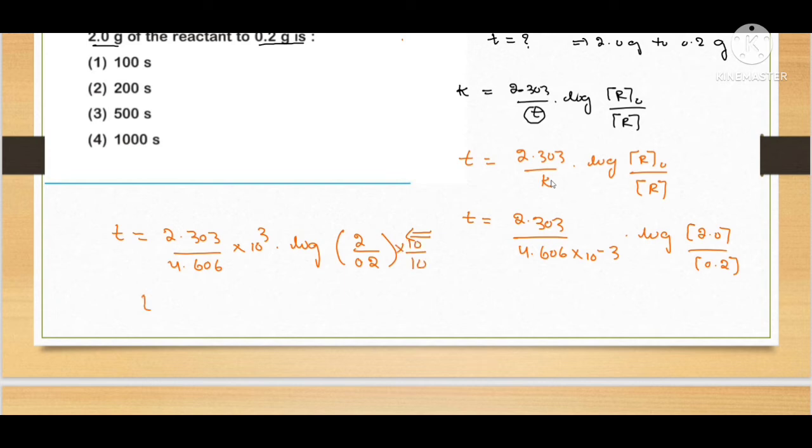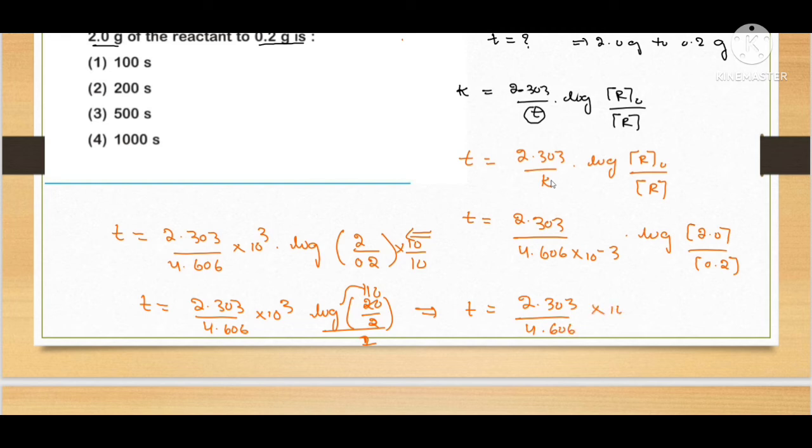Now multiply by 10 on both sides, 10 by 10, you will get time is equal to 2.303 by 4.606 into 10 cube, here log of 20 by 2. 20 by 2 becomes 10. You know that log 10 is equal to 1, so that whole value equals 1. Then time is equal to 2.303 by 4.606 into 10 cube. Here the minus 3 present in the denominator comes to the numerator side and becomes positive.